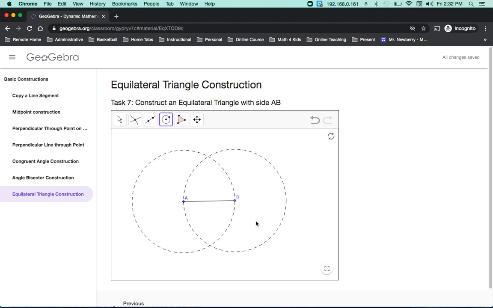What's nice here is I know that this intersection point, let's do segment, is the same distance to A and to B because it's the same radius length, okay? And because it's the same radius from A to B, we know that all three sides are the same, right?